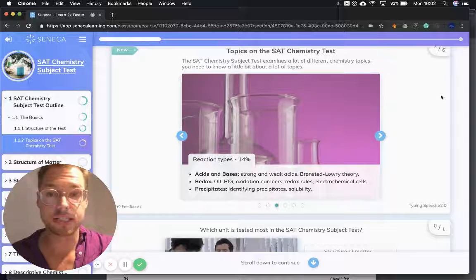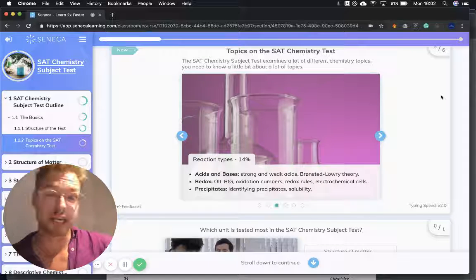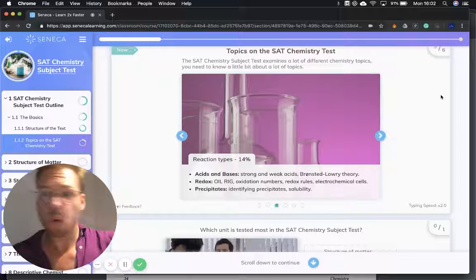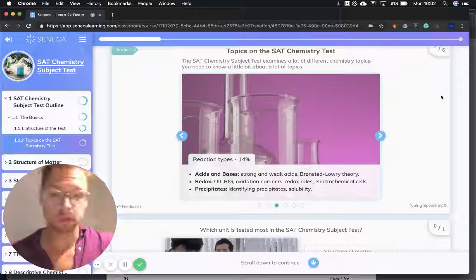Reaction types, so that's another 14% of your marks are going to come from this. So that's acids and bases, so strong and weak acids, Bronsted-Lowry theory. All of these things will be covered in future episodes. If you're panicking, you don't know what they are, don't worry, we got you.